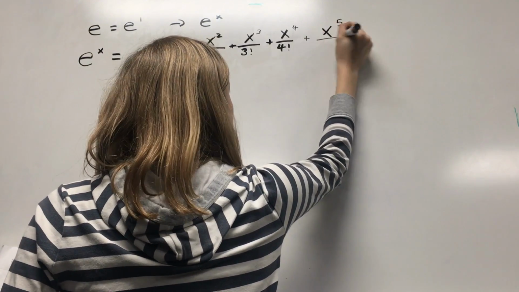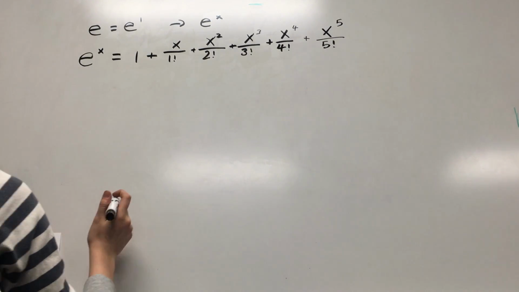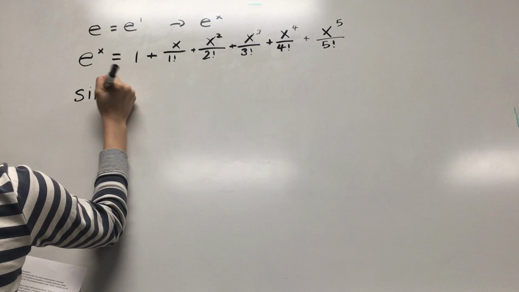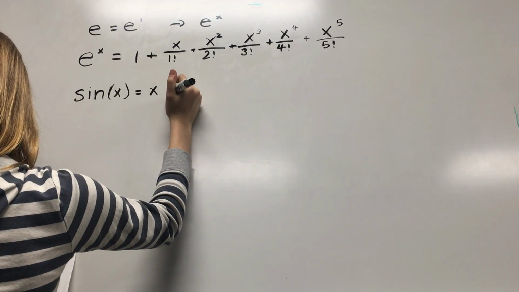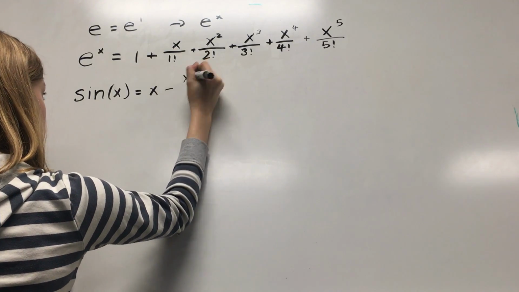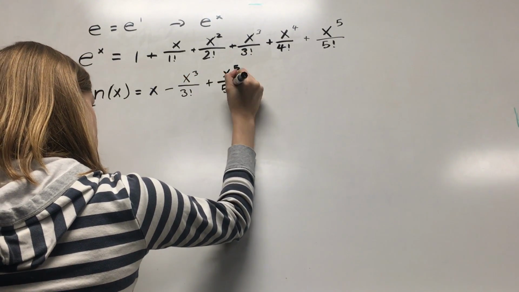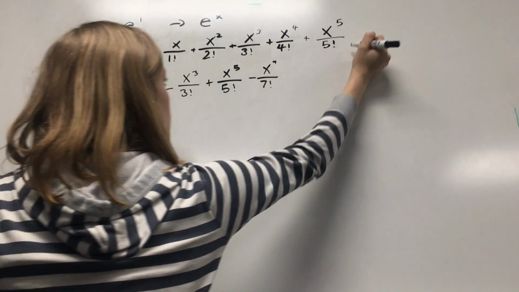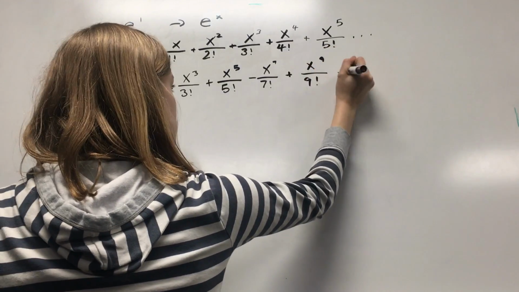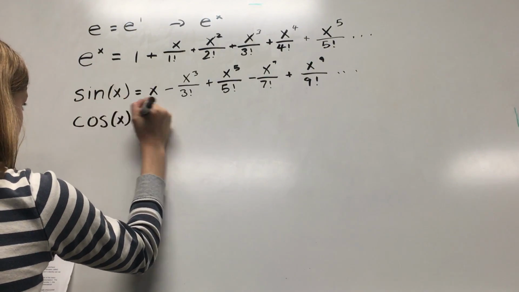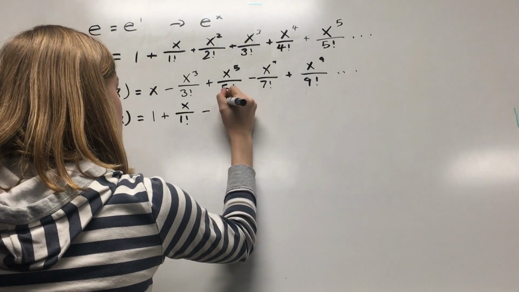The trigonometric functions, sin x and cos x, can also be calculated by similar infinite series. Sin x equals x minus x to the third over 3 factorial plus x to the fifth over 5 factorial minus x to the seventh over 7 factorial plus x to the ninth over 9 factorial, etc. And cos x equals 1 minus x to the second over 2 factorial plus x to the fourth over 4 factorial minus x to the sixth over 6 factorial, and so on.